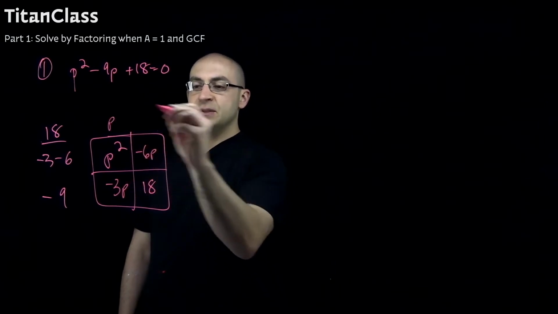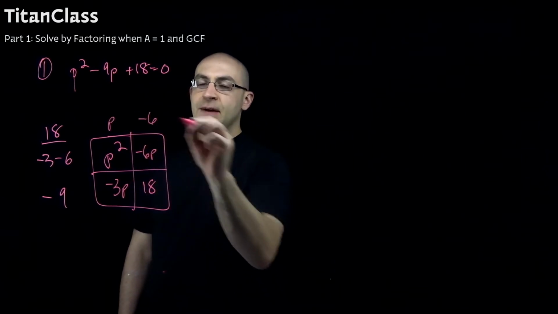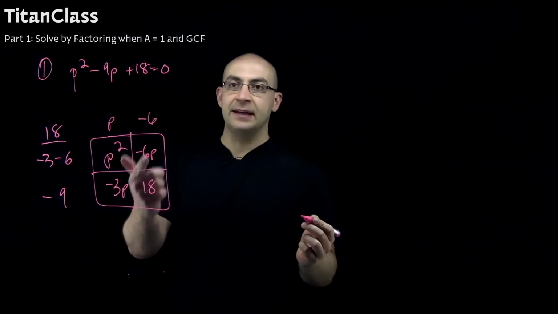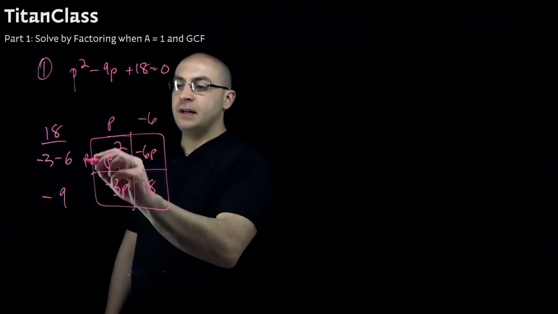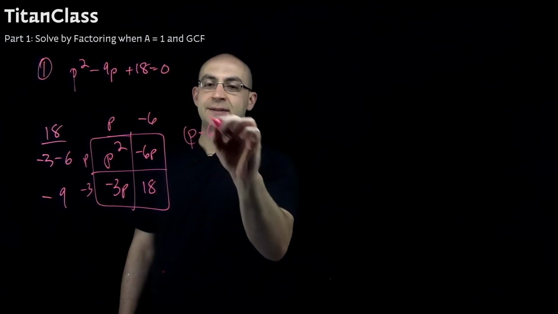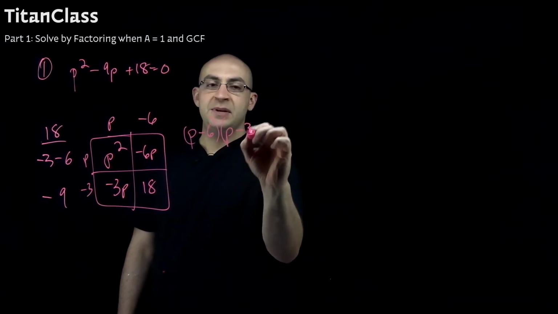Greatest common factor here is p. Greatest common factor is negative 6. Remember, when this box or this box leave with a negative, I've got to take a negative out. And I've got a p and a negative 3. So I've got p minus 6 and p minus 3.